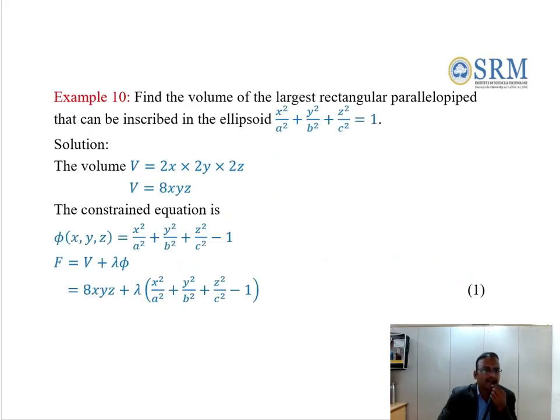Let us see the next example. Find the volume of the largest rectangular parallelepiped that can be inscribed inside the ellipsoid x square by a square plus y square by b square plus z square by c square equal to 1. What it says is, we have the ellipsoid like this. It is a three-dimensional object.